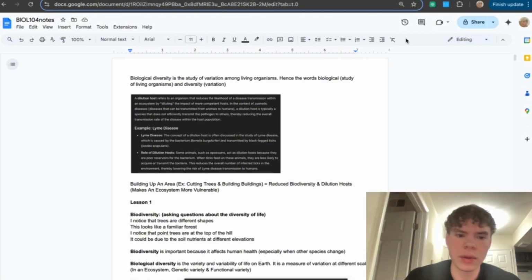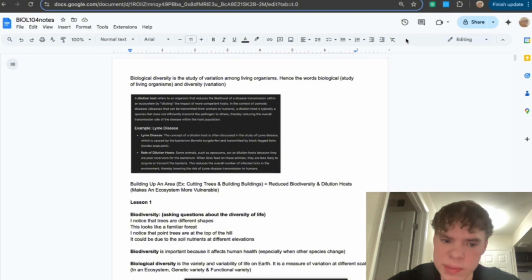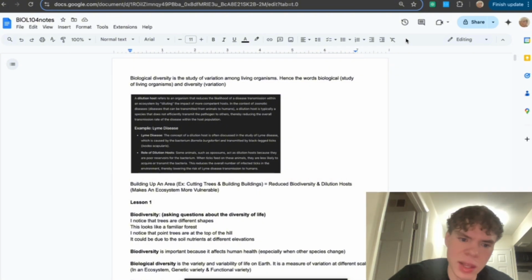Say for example Lyme disease, where you have a tick that gives a disease, and you have a dilution host, such as a possum. Possums can get these ticks and the diseases don't affect them as much. So if you have a lot of possums in an environment, those ticks get on the possums instead, and the possums stay healthy. In turn, the ticks don't get on humans, so fewer humans get Lyme disease. So if a dilution host goes extinct, that could be harmful for a human population. You would see more disease transmission.